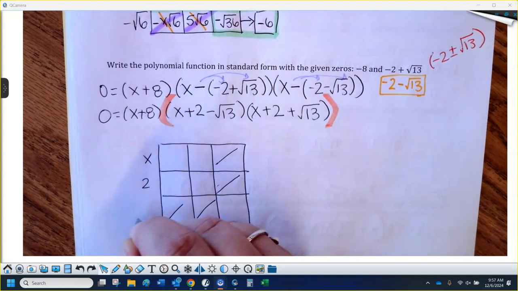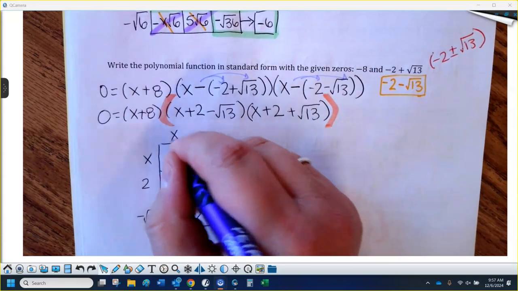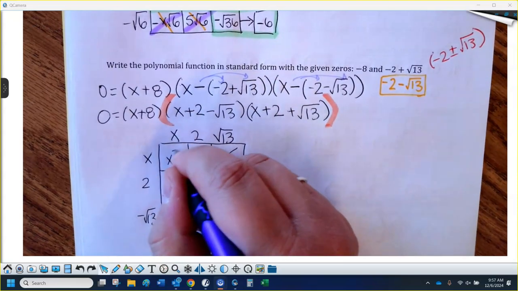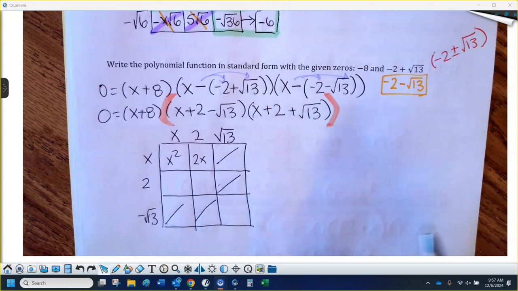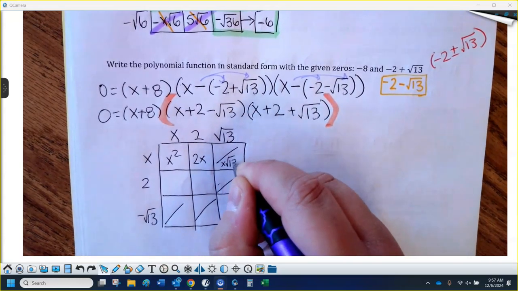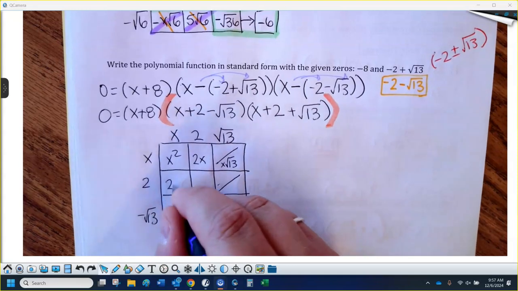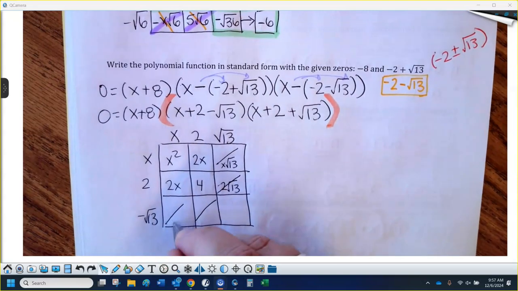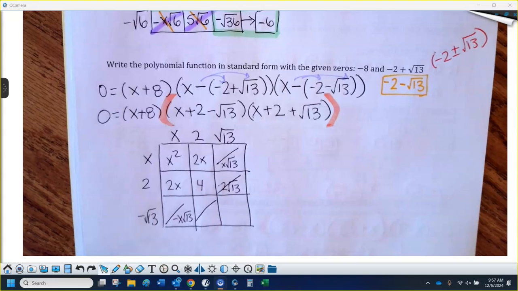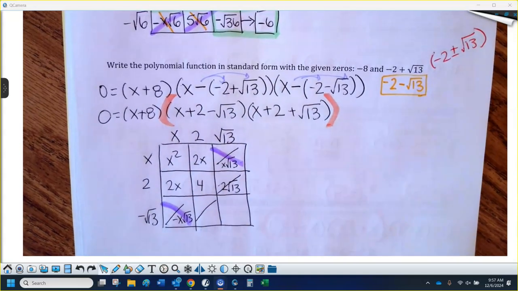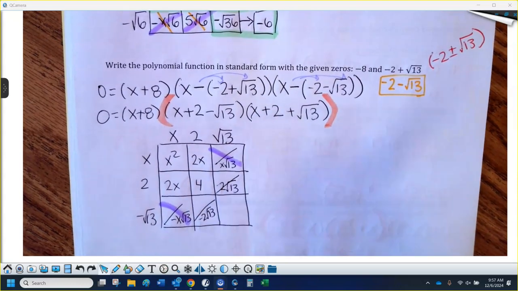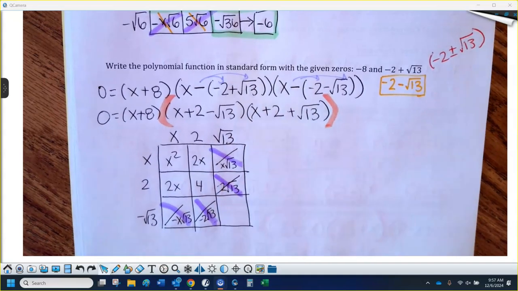I'm going to do x plus 2 minus the square root of 13 down the side, and x plus 2 plus the square root of 13 across the top. Here I'm going to get x squared, 2x. If you want to write it, you can. This one would be x radical 13. This would be 2x, this would be 4, this one would be 2 radical 13. This guy's going to be negative x radical 13. That one and that one cancel each other out. So if you want to leave it blank, that's fine. And then this one is going to be negative 2 radical 13. This one and this one cancel each other out. So if you want to just leave those blank, I'm totally fine with that.